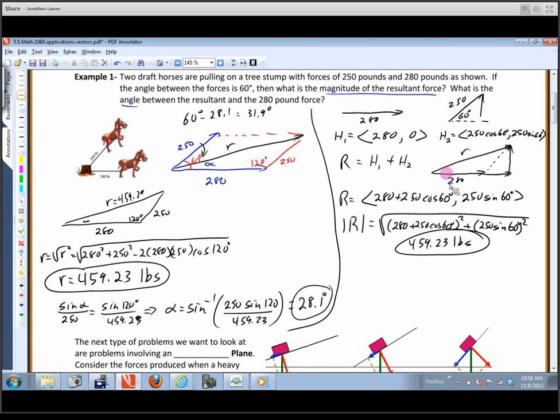Now, we want to answer this question. What is this little angle right here? Well, the cool thing about this is our entire horizontal component here. There's the 280 plus the 250 cosine, okay? And this is the vertical component right there.